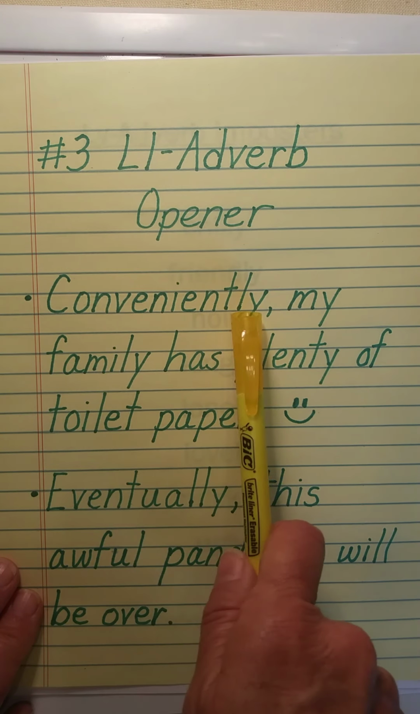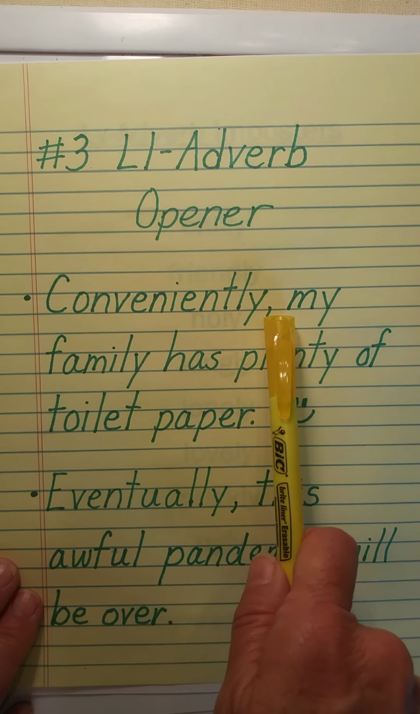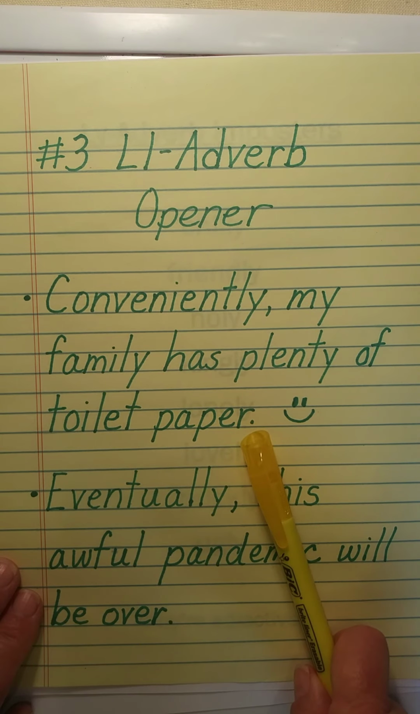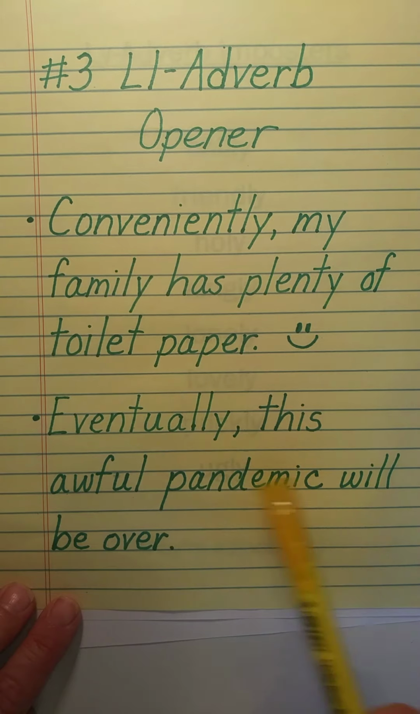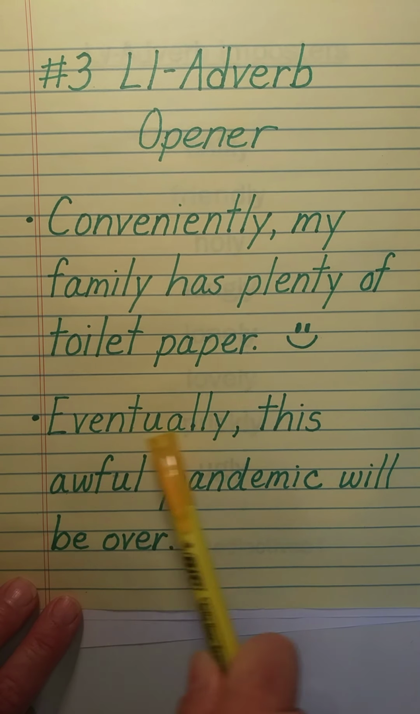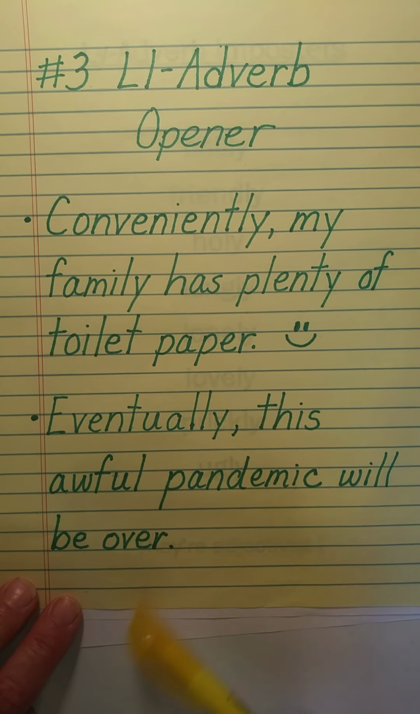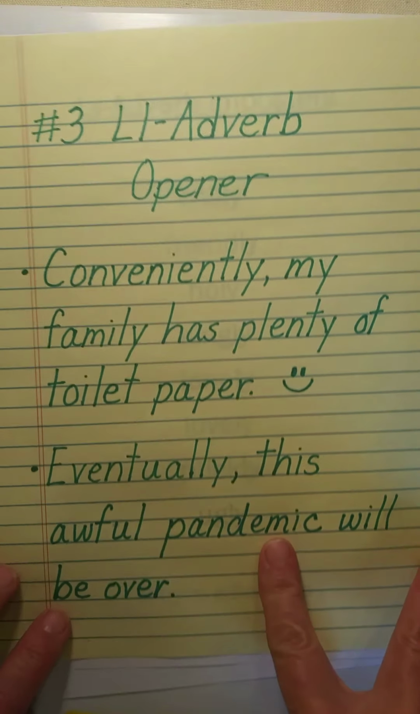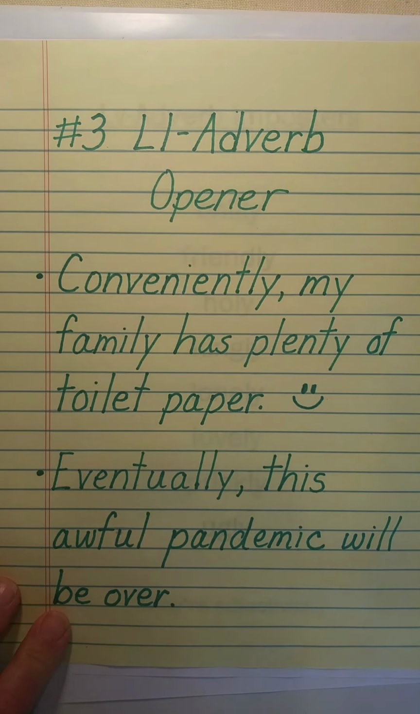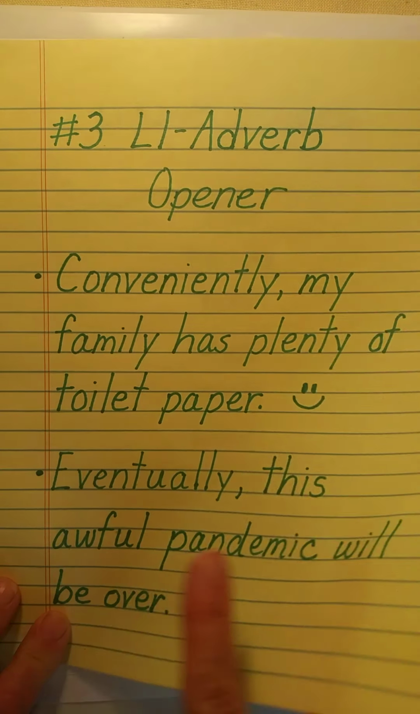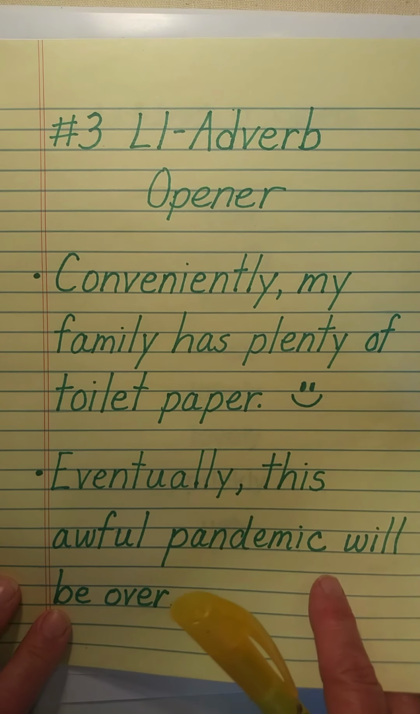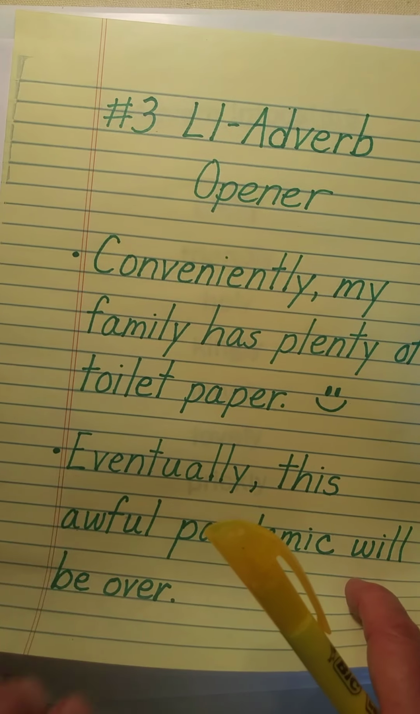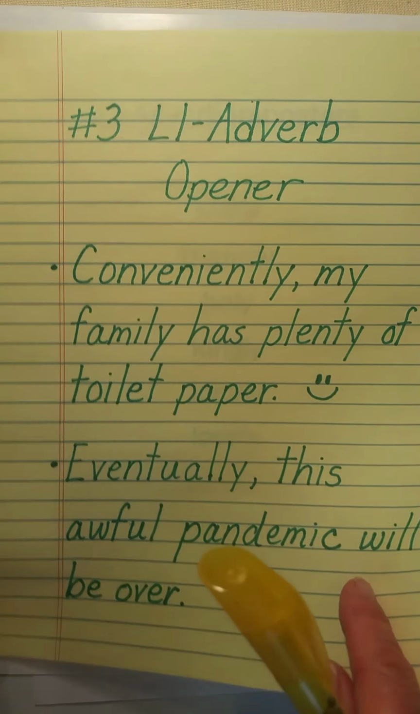Okay, so here's your ly adverb, comma, and the rest of your sentence. Okay, that's pretty easy. Here's another one. Eventually, this awful pandemic will be over. Ly adverb, comma, the rest of your sentence. Okay, that's a number 3 opener. There are many kinds of sentence openers, but these are just the number 1, number 2, and number 3.